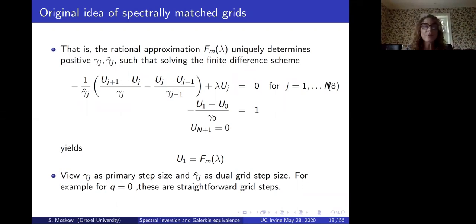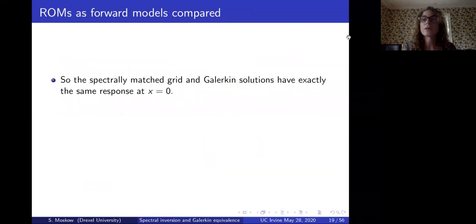And if we're, for example, to take q equals 0, you can see directly that these gamma j's and gamma j hats are simply primary and dual grid steps. For non-zero q, there's a more complicated thing going on. But this is just to give an idea of how this relates to the spectrally matched finite difference grids for a good reason. So the spectrally matched grid and the Galerkin solutions have exactly the same response at x equals 0.